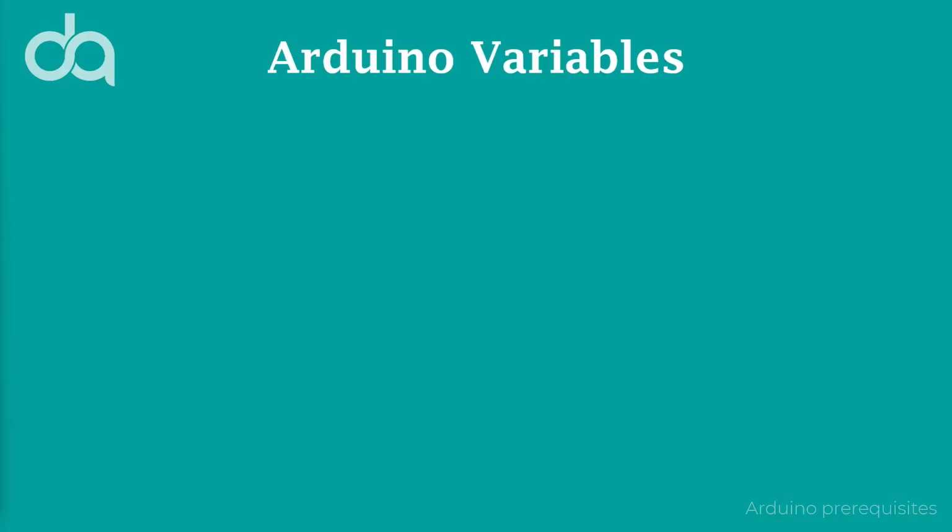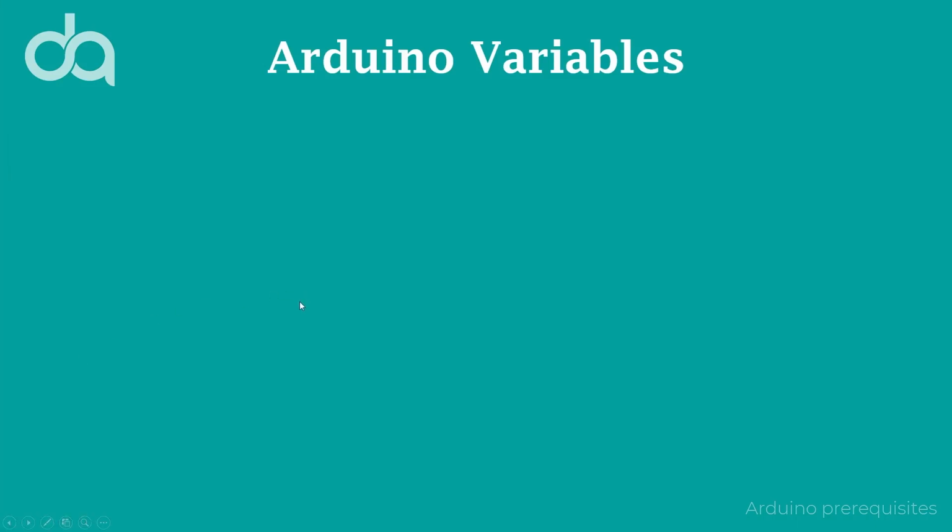Well guys, now it's time to know about Arduino variables. Variables are containers for storing data values. In Arduino there are different types of variables, for example integer, double, char, string, and boolean. Now I want to explain these variables.